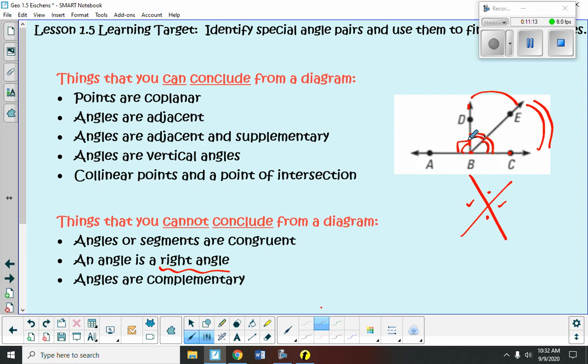You can't assume that angles are complementary all the time, even if they look like it. In this case, it looks like angle DBC is a right angle, but if there was no marking, we wouldn't know that. So you can't assume that these two are 90 degrees. In this picture, it looks like this plus this equals 90. However, you don't know that this is a 90-degree angle. However, if you had a little box there, then you could say these two are complementary.